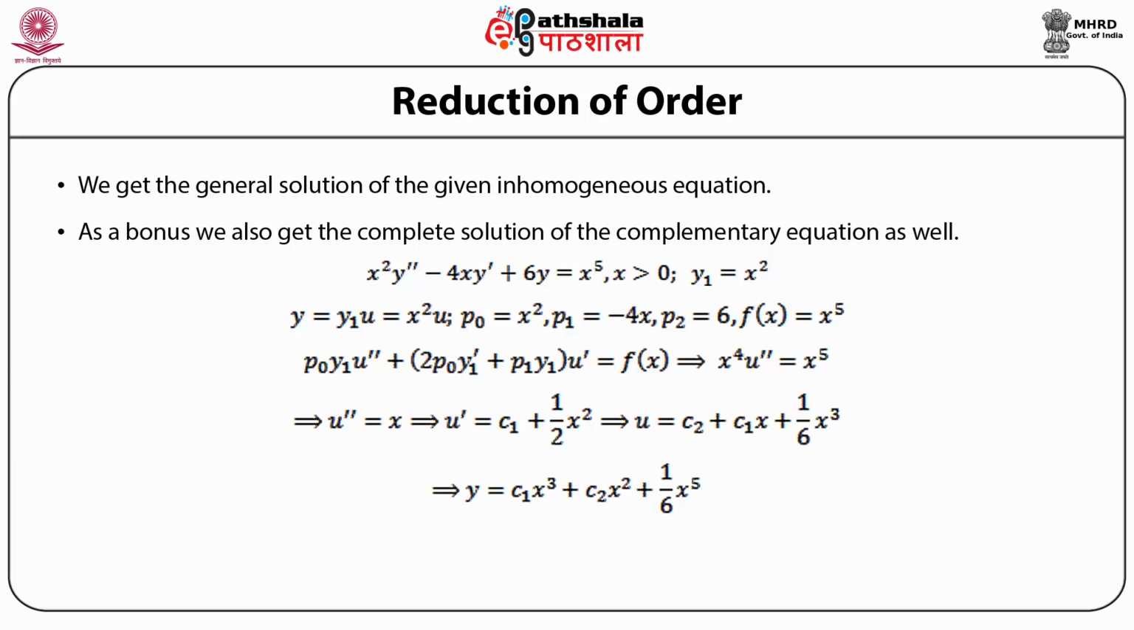Consider the differential equation x squared times y double prime minus 4x times y prime plus 6y is equal to x raised to power 5, where x is greater than 0.